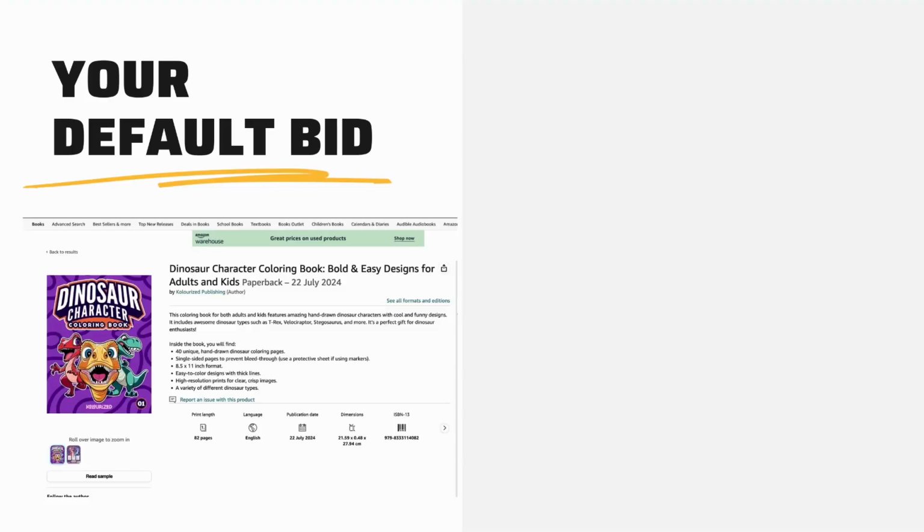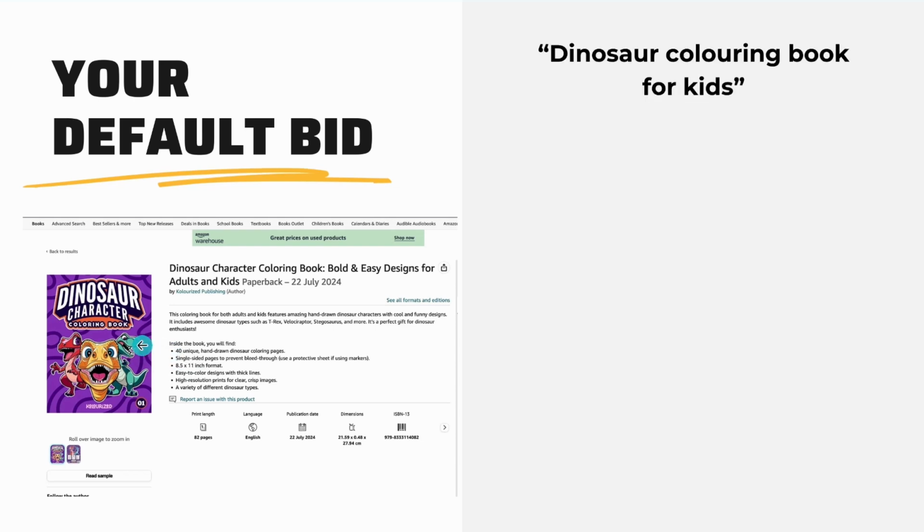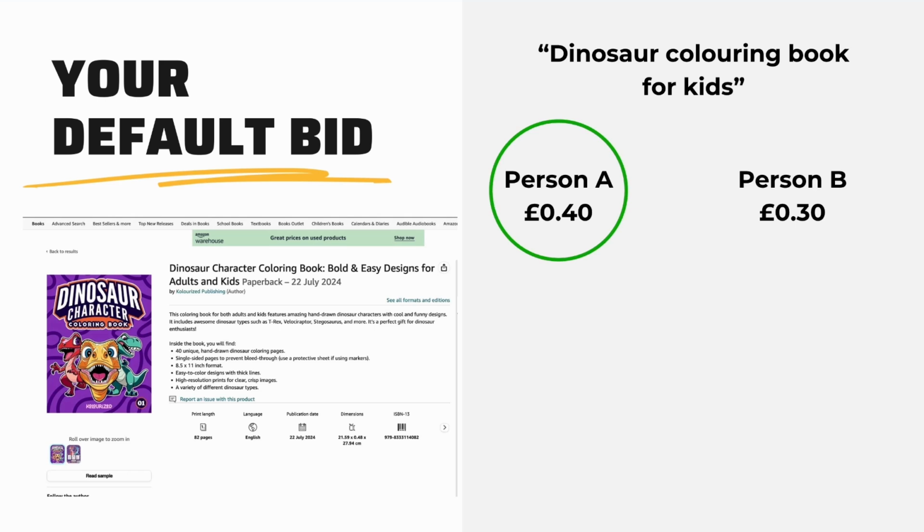Now here's an example of exactly what I mean. Let's just pretend that this is our book and we had an auto ad, and our auto ad wanted to place our book against the search term dinosaur coloring book for kids. If you have two different people, I'm person A and somebody else is person B. My default bid is 40p and their default bid is 30p. So generally, who is going to win this advertising space? Well, the person who bid more. So I'm going to win the advertising space on this certain occasion.